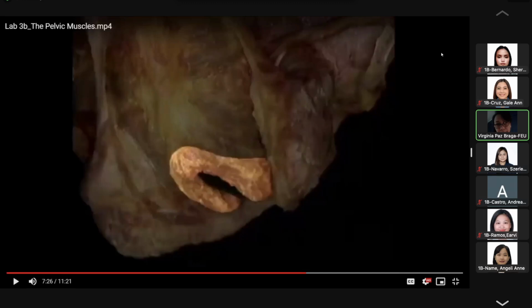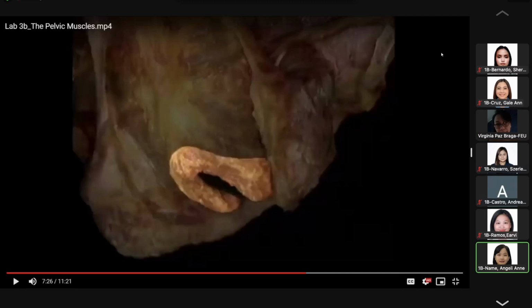Pubococcygeus muscle. I'll just start it off and then you will continue, while you're looking. So the pubococcygeus muscle is described as a thickened and most important part of the pelvic diaphragm. The most important part. So you have right and left pubococcygeus muscles that unite and posteriorly form a puborectalis. Okay, so it surrounds the rectum. Now, Doctora, are you already on the page? Yes, Doc. Can you continue?